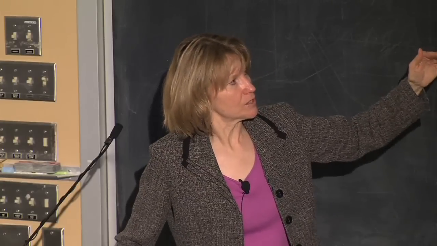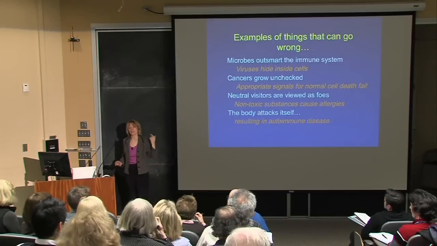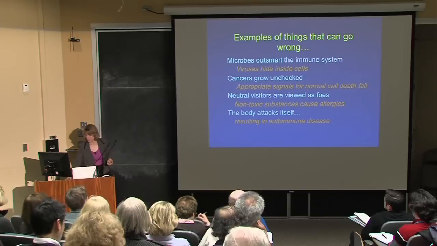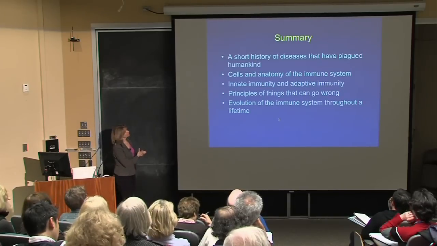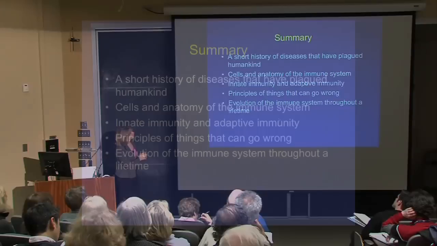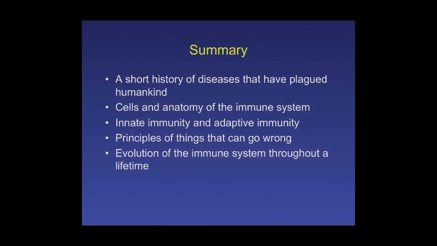Neutral visitors are viewed as foes. That's the cat dander, dust mite allergy type thing. Who cares? Why should you have this horrible allergic response to cat dander? Okay, so sometimes the immune system has hypersensitive responses as opposed to not reacting enough to things. Or the body attacks itself, and that's autoimmune diseases. So, in summary, we've looked at a short history of diseases that have plagued humankind. We've looked at the basics of cells and anatomy of the immune system and principles of things that can go wrong and evolution of the immune system throughout a lifetime and the importance of those influences.